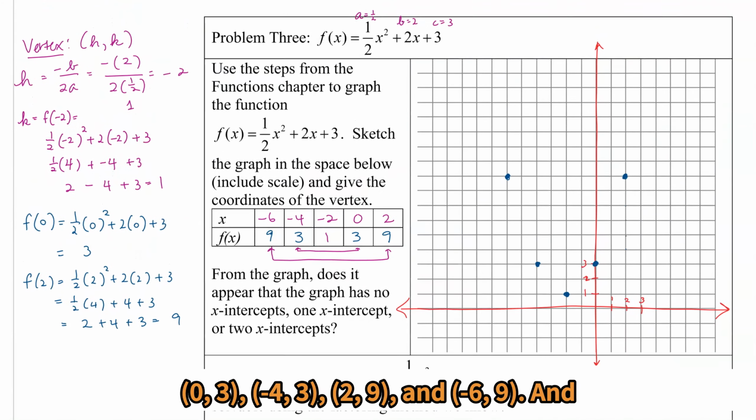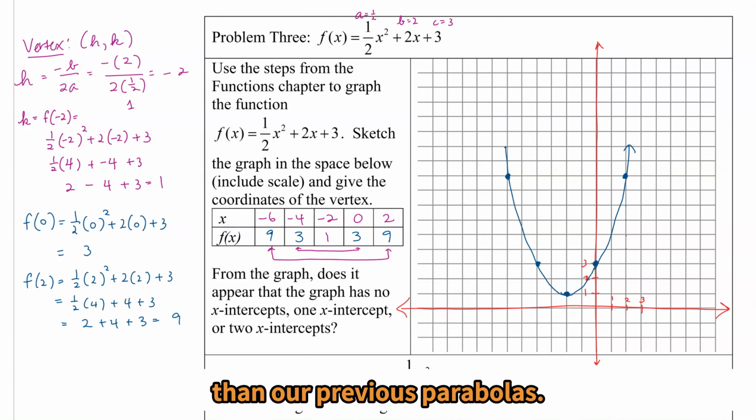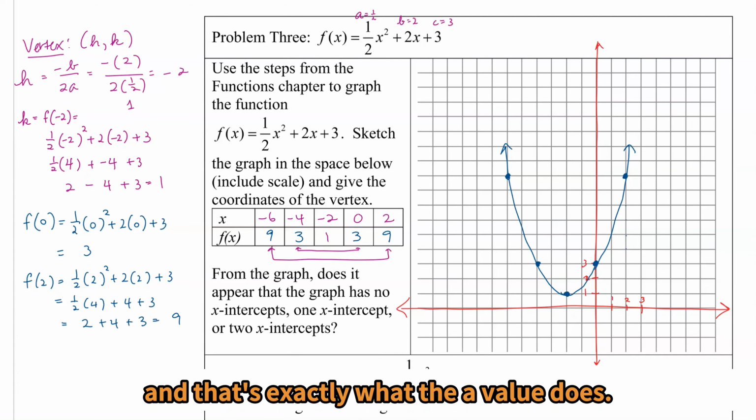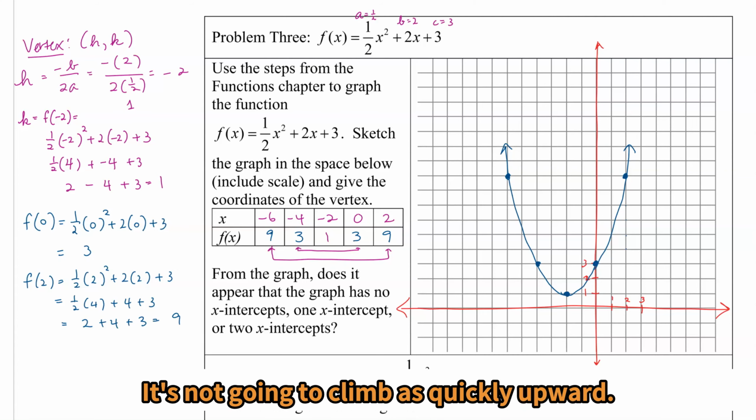And we end up with a parabola that's wider than our previous parabolas. It's a little wider, and that's exactly what the a value does. The a, if it's less than 1, makes the parabola wider. It's not going to climb as quickly upward.